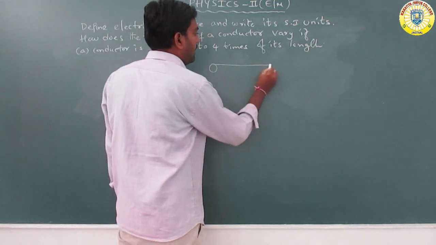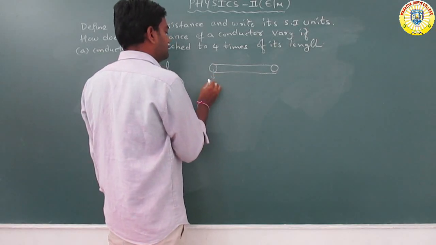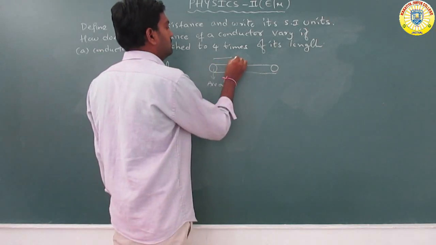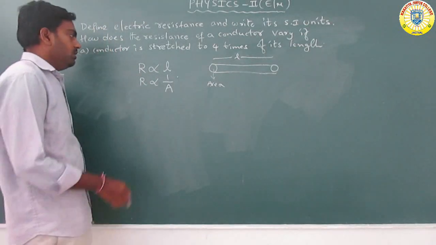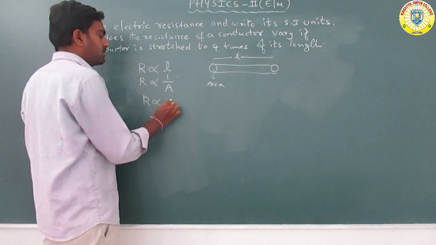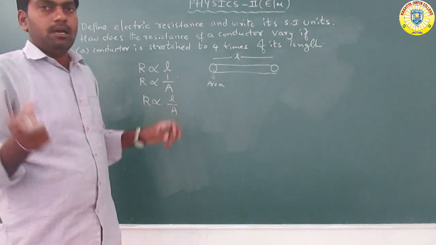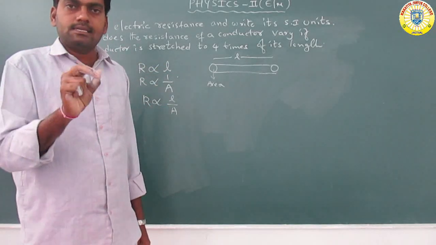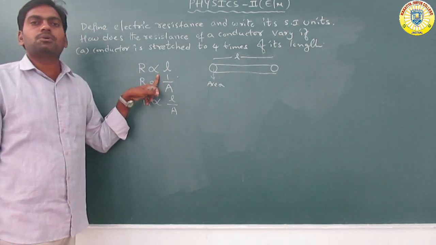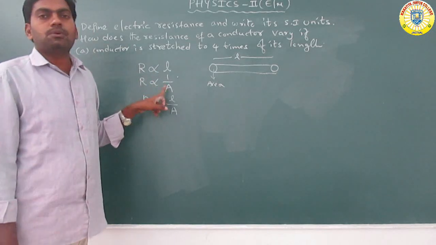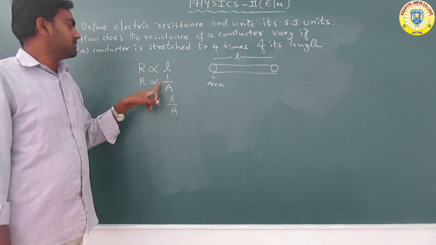This is called a conductor, and this is called the area. Length is taken as L. Okay, got it. So now we can write R is directly proportional to L by A. R is directly proportional to L. Suppose the length increases, resistance also increases. Suppose the area increases, R is decreasing. So that is the directly proportional relation to its length and inversely proportional to its area of cross section of a conductor.